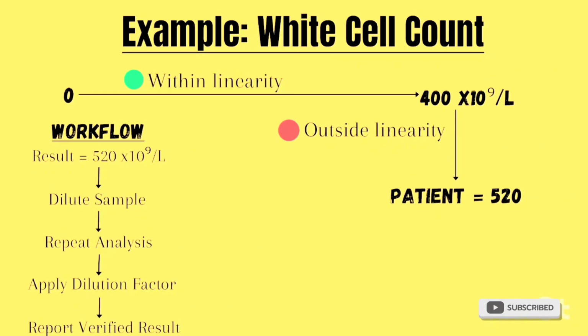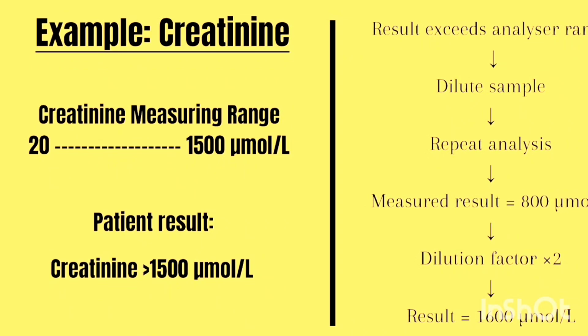And then you report the result. I hope that makes sense. Okay. Now, let us also look at this very example using creatinine. Let's say this creatinine measuring range is between 20 to 1,500 micromole per liter. But the patient result is greater than 1,500. So what are you going to do again?